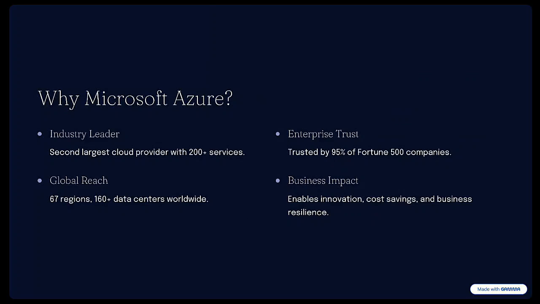Why are we choosing Azure? It is an industry leader, the second largest cloud provider, with 200 plus services, 67 regions and 160 data centers worldwide, and trusted by 95% of Fortune 500 companies. The business impact is enabling innovation, cost saving and business resilience. There are four core services of any cloud platform: compute, network, storage, and database. These are the main four. We will discuss all of them right now.